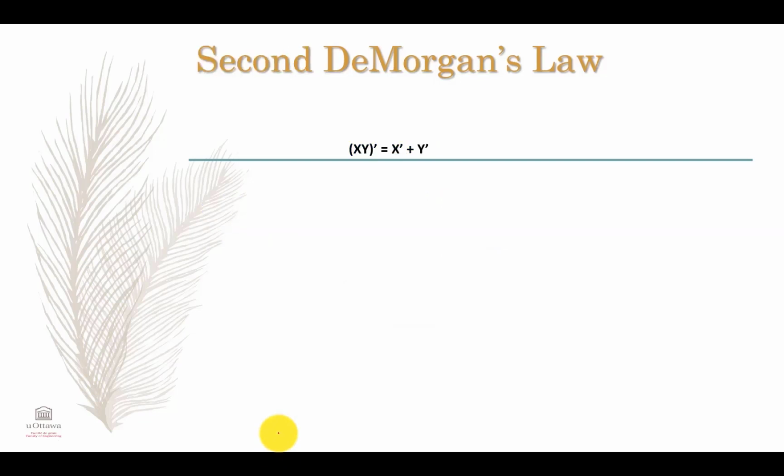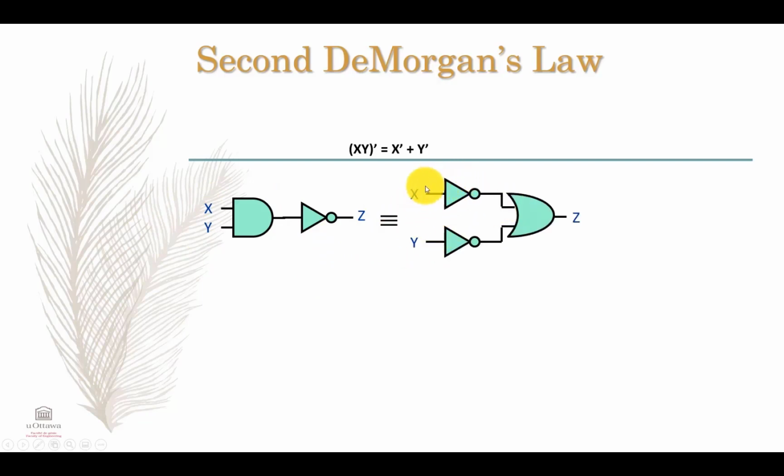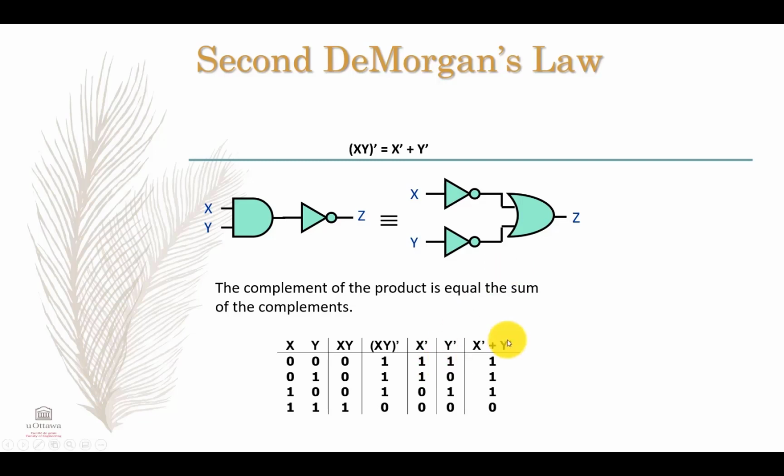When it comes to the second DeMorgan law, it's actually the opposite. The complement of the product is equal to the sum of the complements. So if I have two variables, X and Y, ANDed, and the result is inverted, that is equal to if I invert each input individually, then OR them together. To prove it again, we will do the same by going to the truth table, and apparently, as you can see, guys, this is equal to this at all possibilities. As such, the second DeMorgan law is proven.